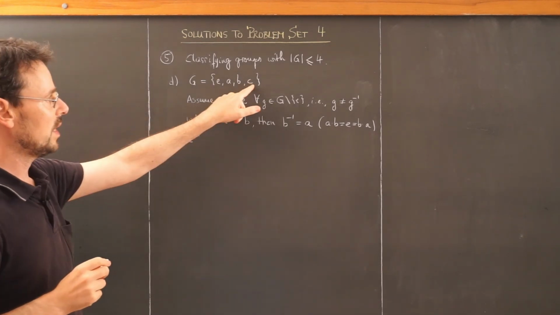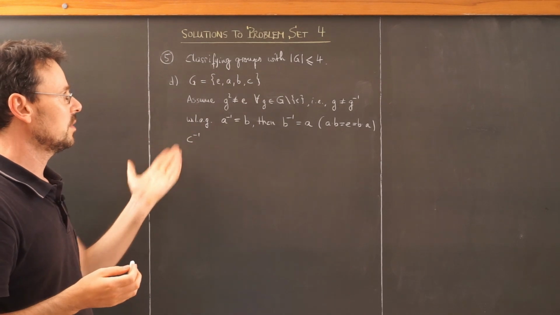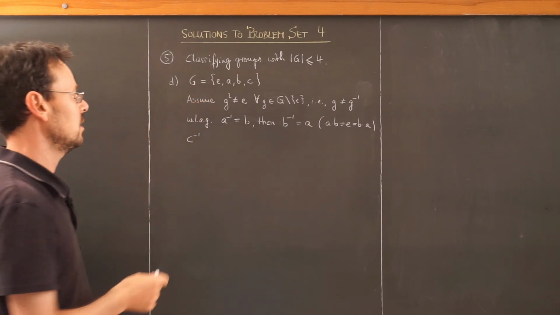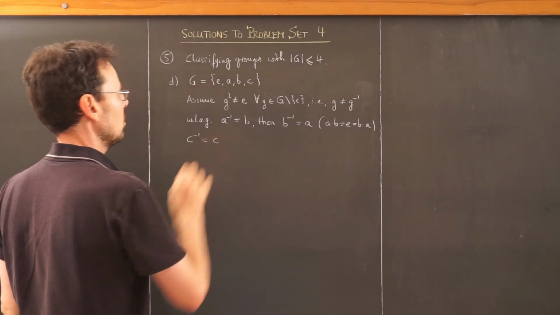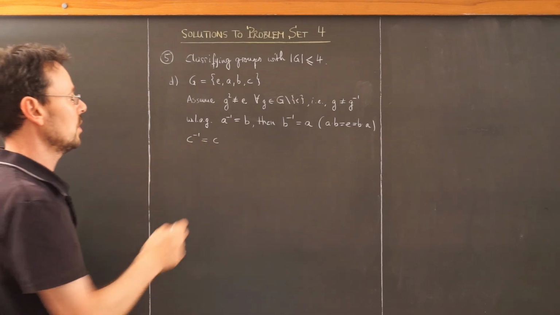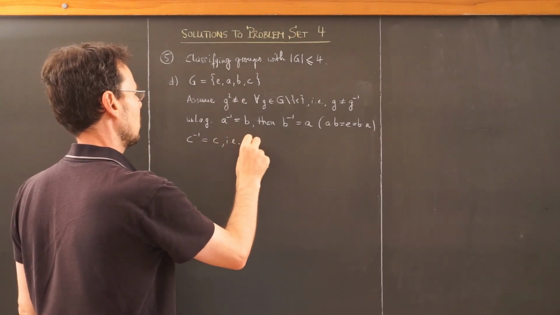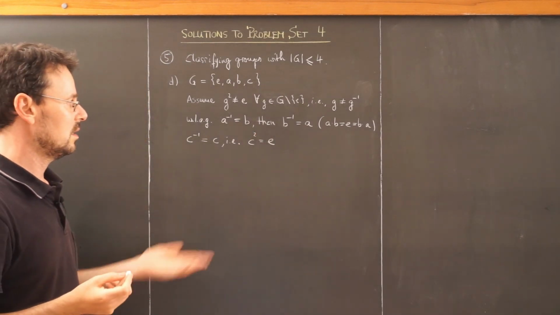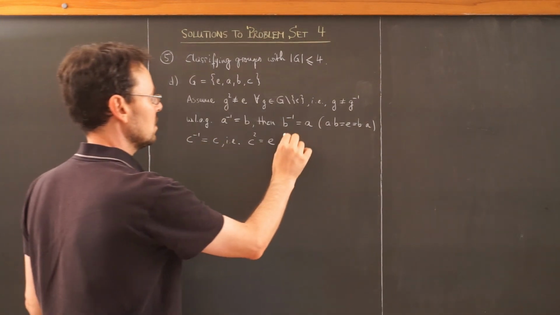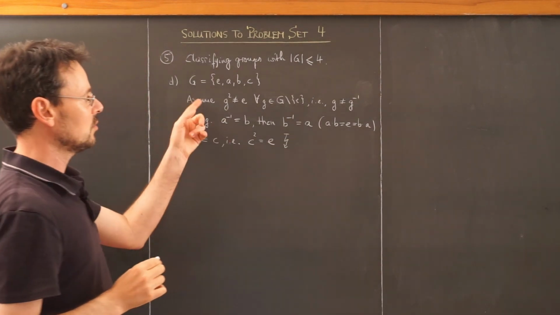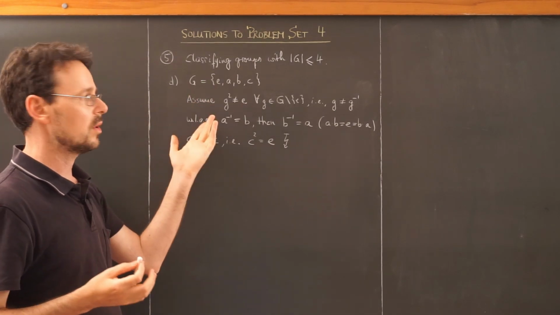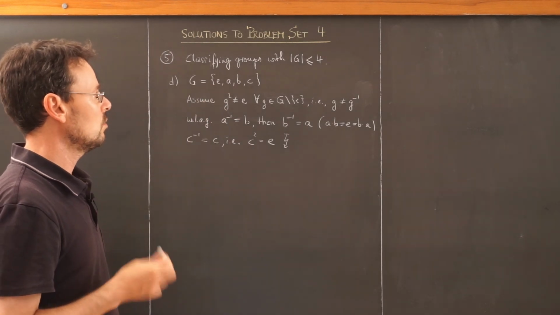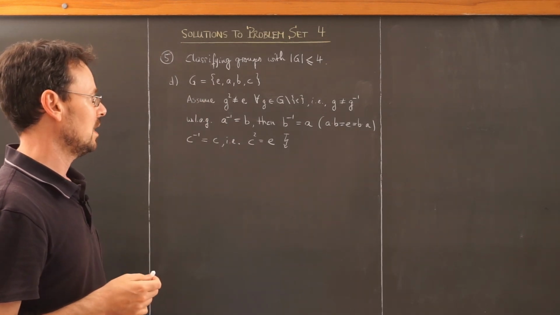So the remaining element C must also have an inverse, but what is left? It cannot be B, it cannot be A, of course it can't be the identity. So C must be its own inverse, which means that C times C is the identity, or C squared is E, which is a contradiction to our assumption. Hence, our assumption was wrong. There is an element that raised to the power of 2, or multiplied by itself, gives me the identity.